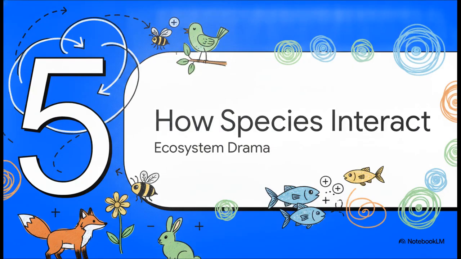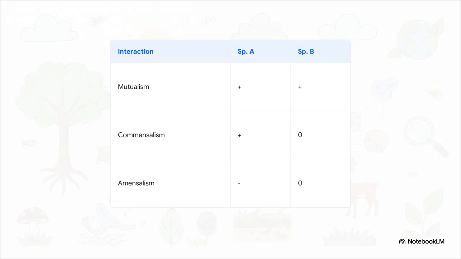And that brings us to Section 5, how species interact, the drama of the ecosystem. So this is the final section of today's syllabus. We know that populations live together in communities, but how do they actually deal with each other? Well, welcome to the drama of the ecosystem. To understand this drama, we map it out using really simple mathematics, plus, minus, and 0.